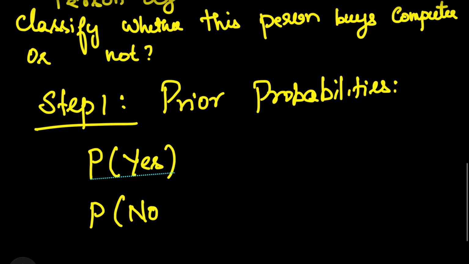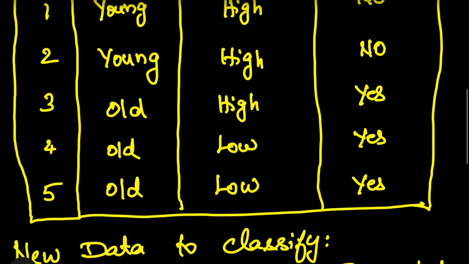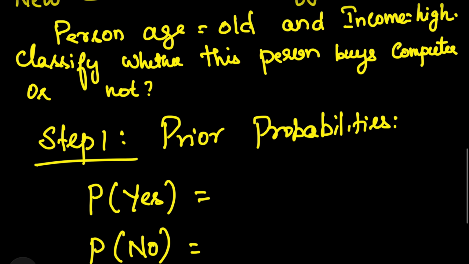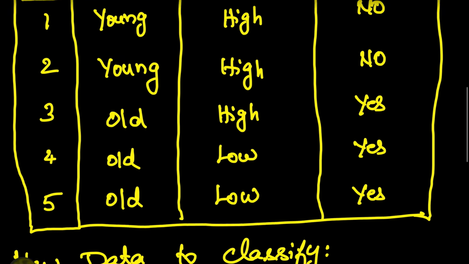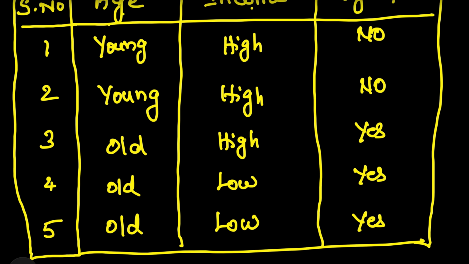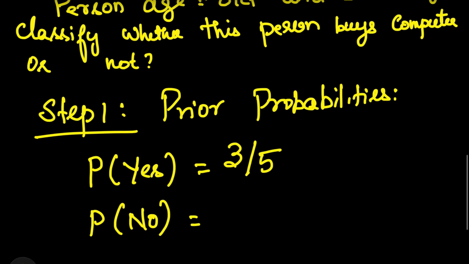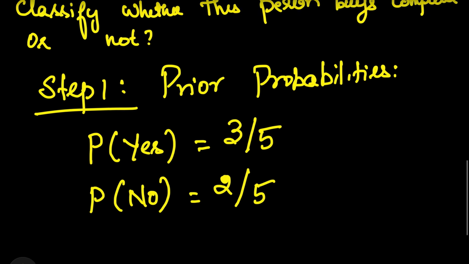We have to find now the probability of yes and no. That is the prior probability. So how many yes do we have? We have 1, 2 and 3. So totally we have 3 yes labels, so 3 out of 5. And obviously we have 2 no labels, 1 and 2. So totally we have 2 no labels out of 5. This is how we find the prior probability for the given set.